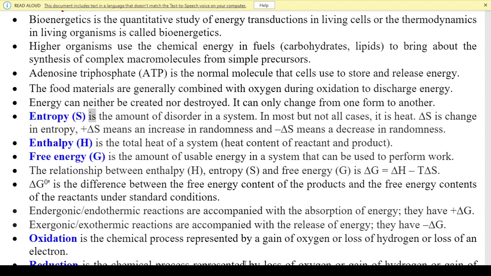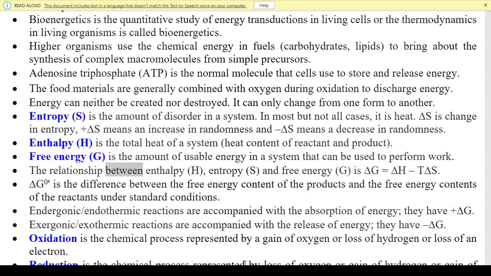Entropy, S, is the amount of disorder in a system. In most but not all cases, it is heat. ΔS is the change in entropy; plus ΔS means an increase in randomness and minus ΔS means a decrease in randomness. Enthalpy, H, is the total heat of a system, the heat content of reactant and product. Free energy, G, is the amount of usable energy in a system that can be used to perform work.